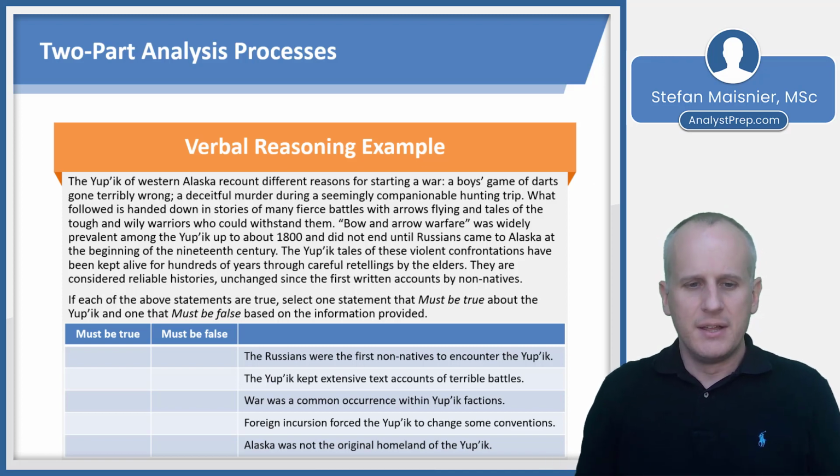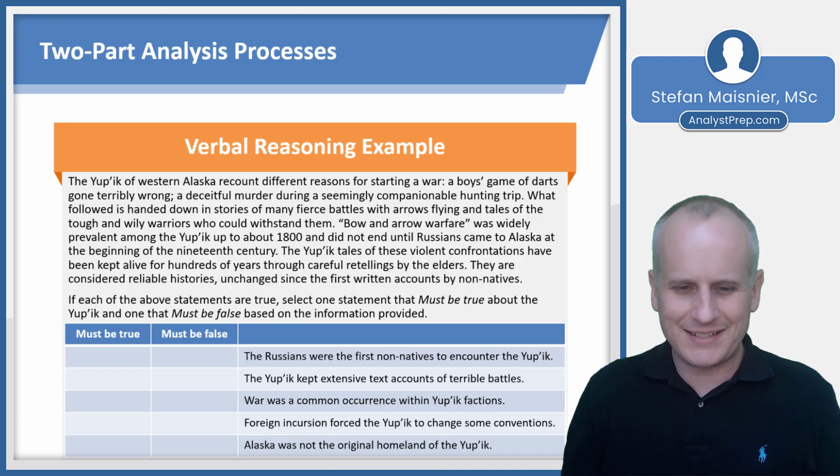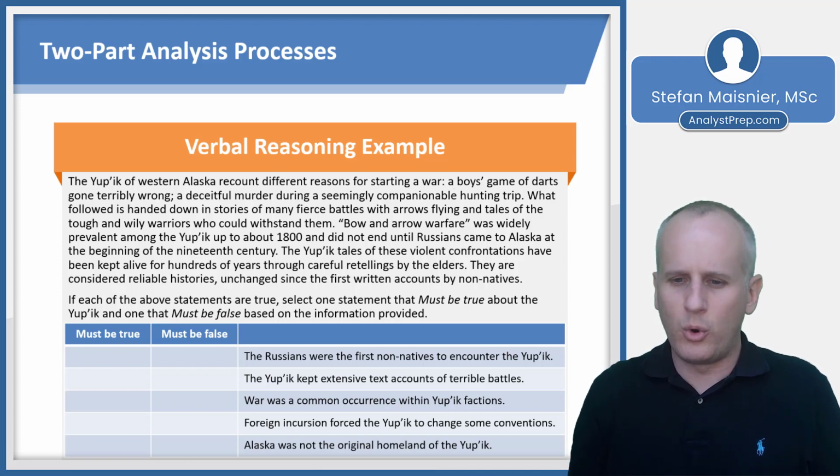So we'll start at the beginning. The U-Pick of Western Alaska recount different reasons for starting a war, a boy's game of darts gone terribly wrong, a deceitful murder during a seemingly companionable hunting trip. What followed is handed down in stories of many fierce battles with arrows flying and tales of the tough and wily warriors who could withstand them.